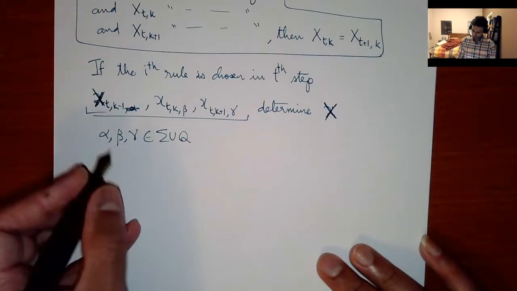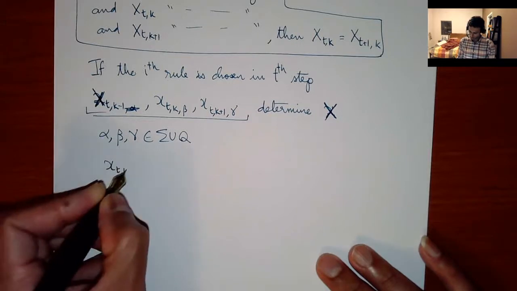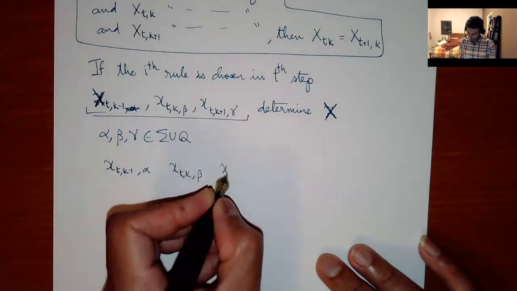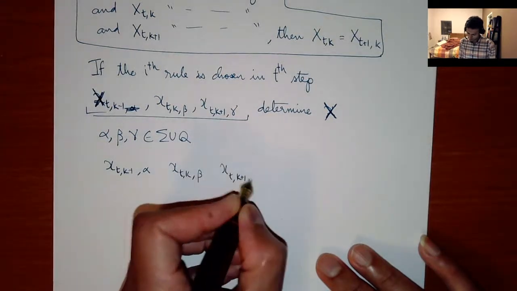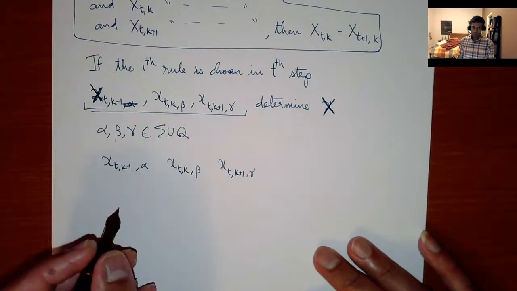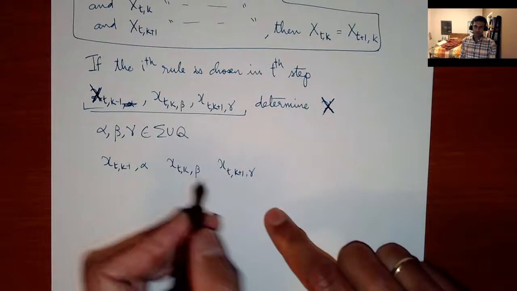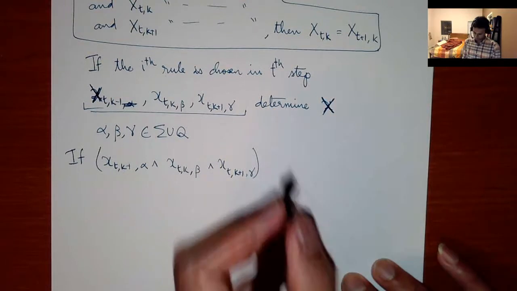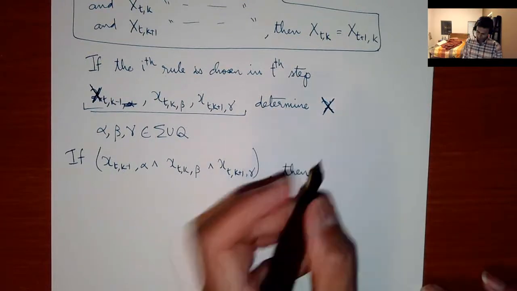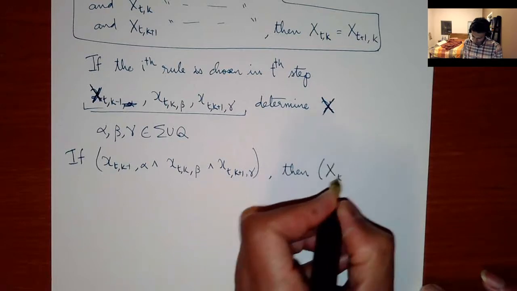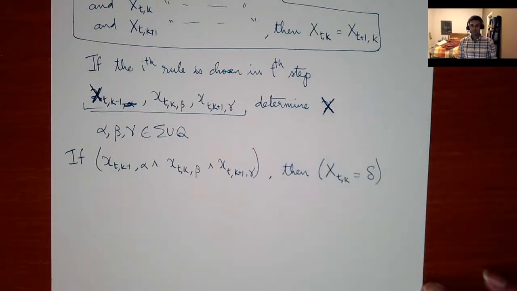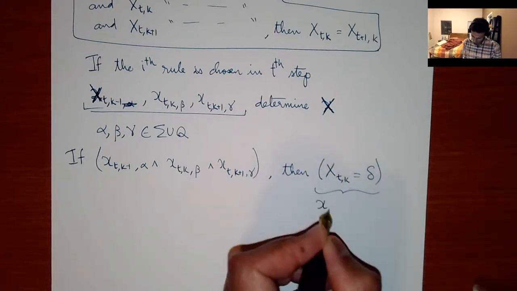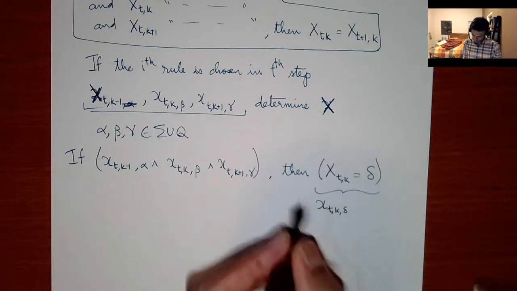So what is this truth table going to look like? We can say, okay, let's look at x_t,k-1 alpha, x_t,k beta, and x_t,k+1 gamma. So if all of these are true, so if this and this and this is true, then x_t,k will be delta. And this I can of course encode through my binary variables as just saying that x_t,k delta is true.